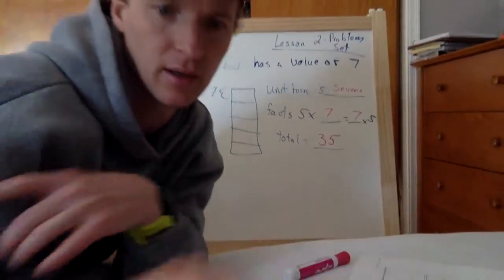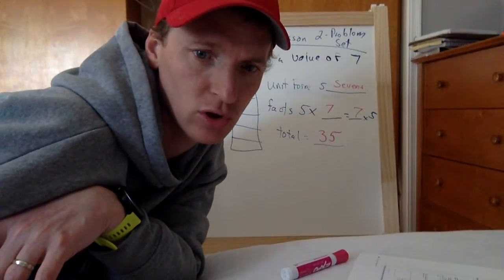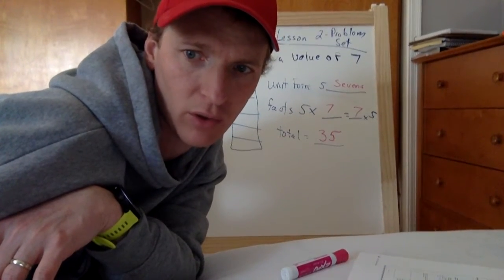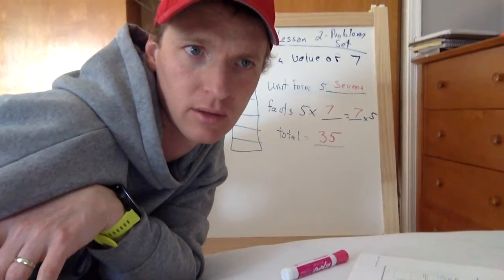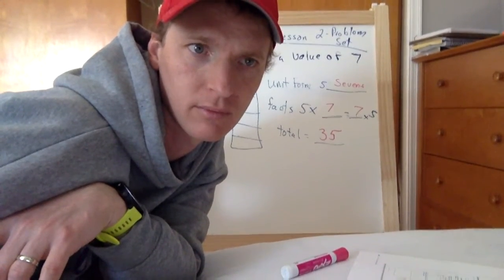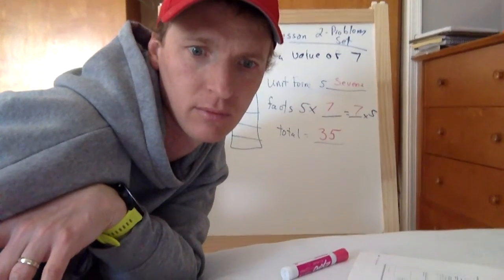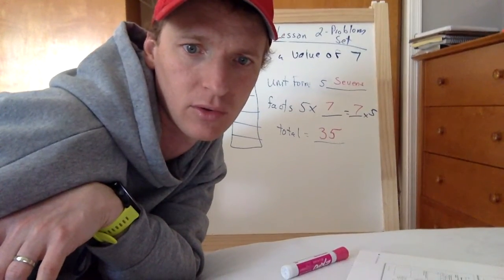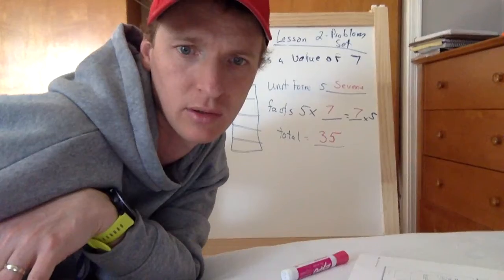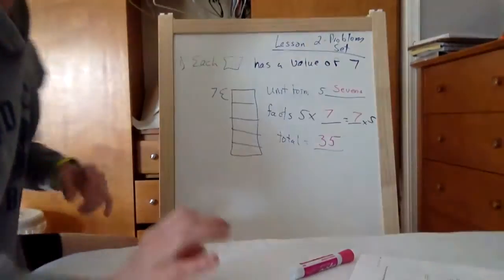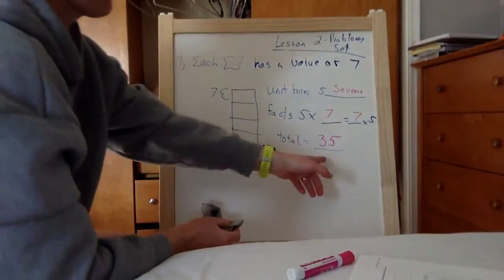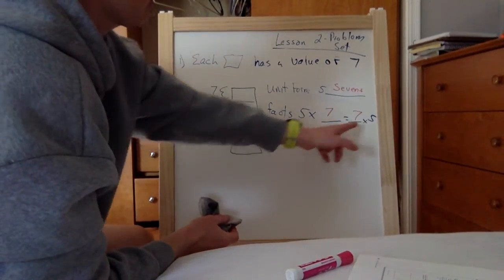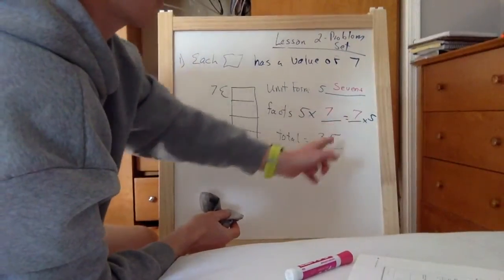Okay, now let me see what number 2 looks like because I have to go off of my worksheet. Okay, so you're only having to fill in those pink ones on that one. 7, 7, 7, 35.